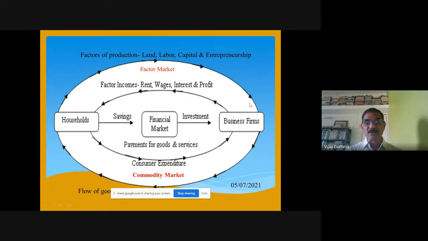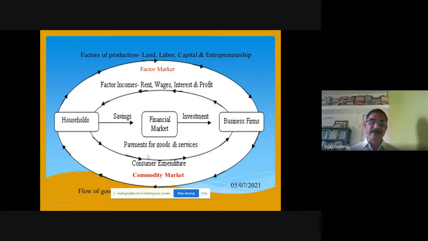Then the lower part of this diagram. See, the business firm sector, by using the services of land, labor, capital, and entrepreneurial skill or entrepreneurship, produces goods and services and supplies them to the household sector through the commodity market. This is shown by the arrow from right to left, clockwise.